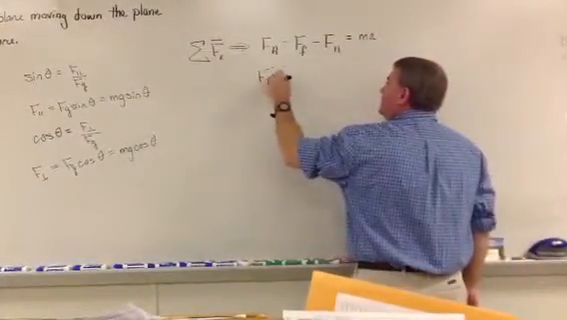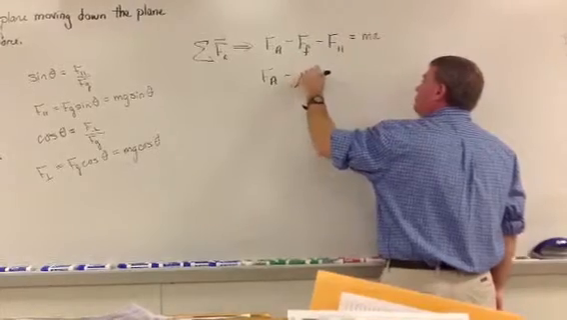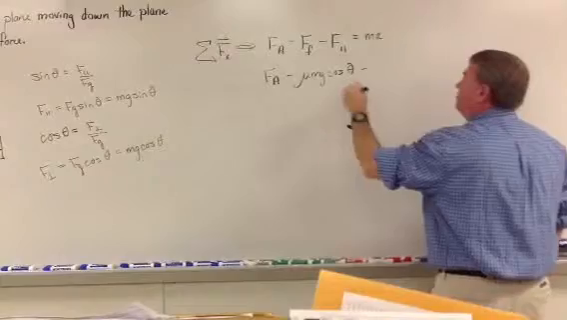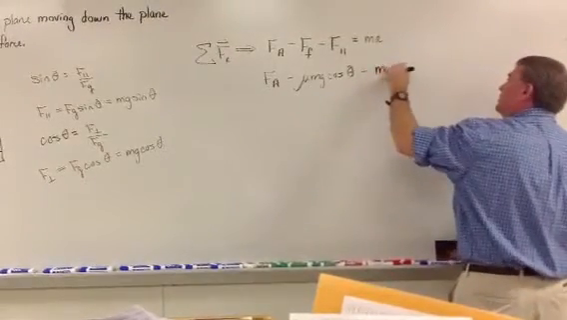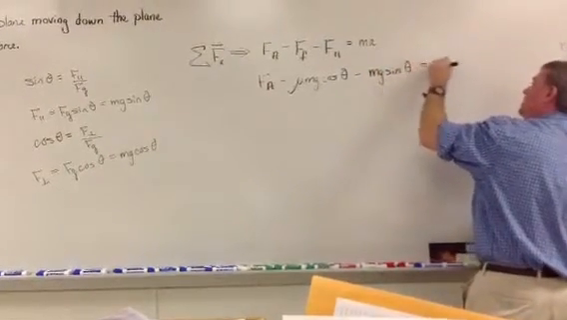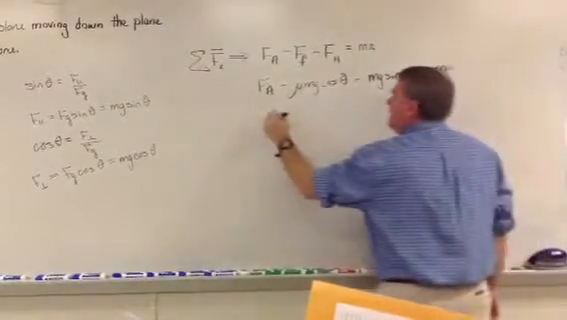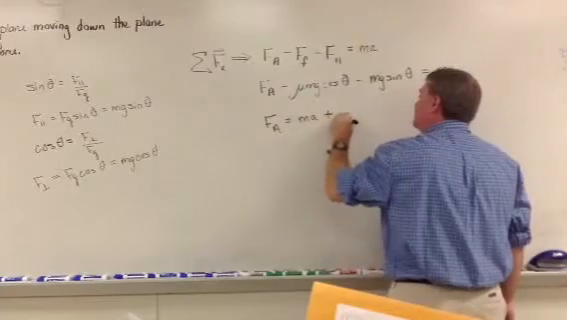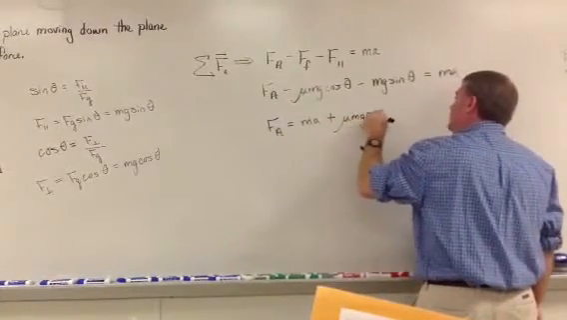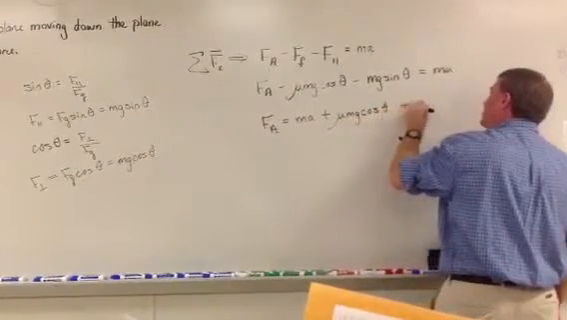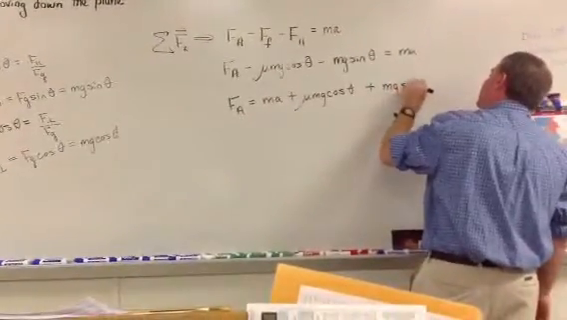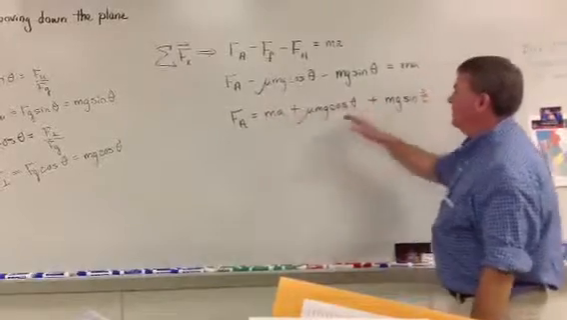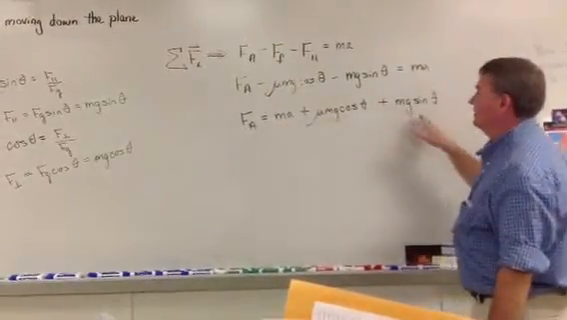Force applied minus. The force of friction is mu mg cosine theta from earlier. The parallel force is mg sine theta, and that's equal to ma. And this leaves us with the force applied being equal to ma plus mu mg cosine theta plus mg sine theta. You can factor out mass if you want and have that off to the side, or you can just leave it as it is.